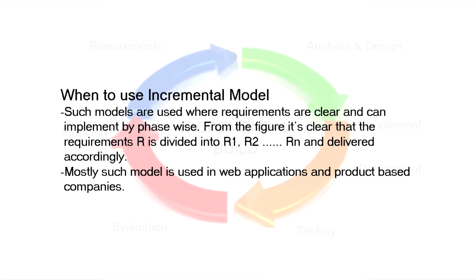When to use incremental models: such models are used where requirements are clear and can be implemented phase-wise. From the figure it's clear that the requirements are divided into R1, R2, up to Rn and delivered accordingly. Mostly such a model is used in web applications and product-based companies.